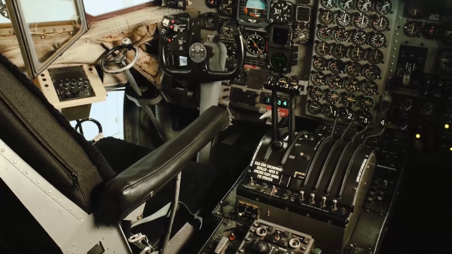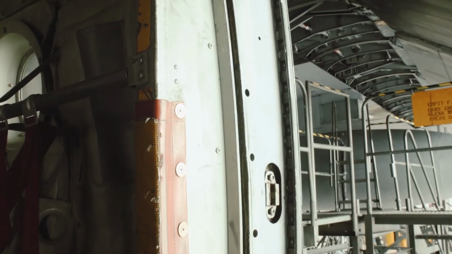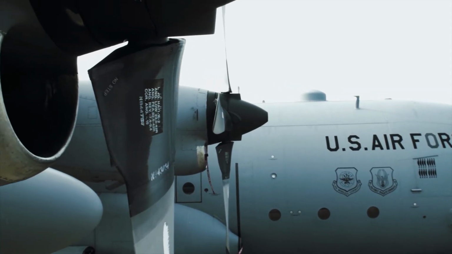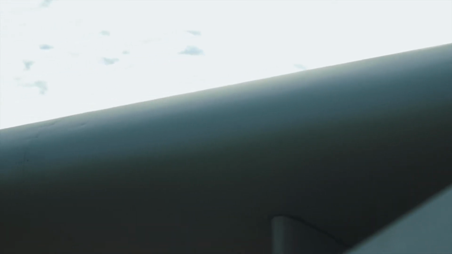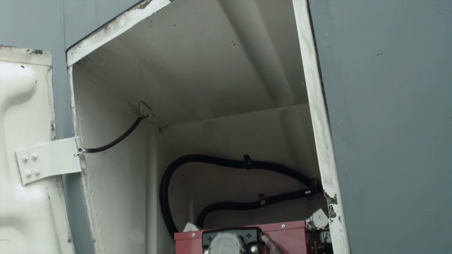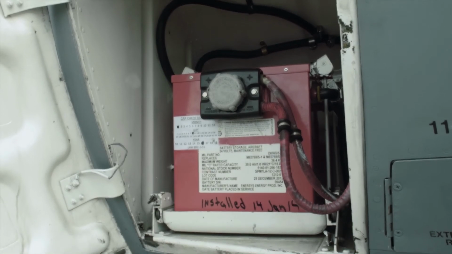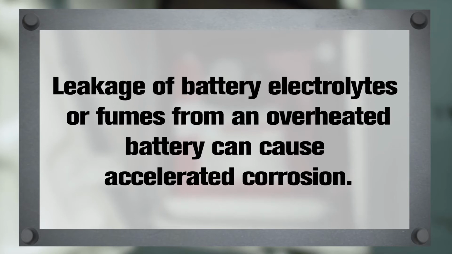Open flight stations and aircraft cargo bays are vulnerable to the environment during aircrew entry and cargo loading. Engine inlet and aircraft frontal areas, such as wing leading edge surfaces, are constantly exposed to rain, dirt, dust, and other abrasive elements. Battery compartments are also vulnerable to corrosion, despite special paint coatings applied in those areas. Leakage of battery electrolytes or fumes from an overheated battery can cause accelerated corrosion.